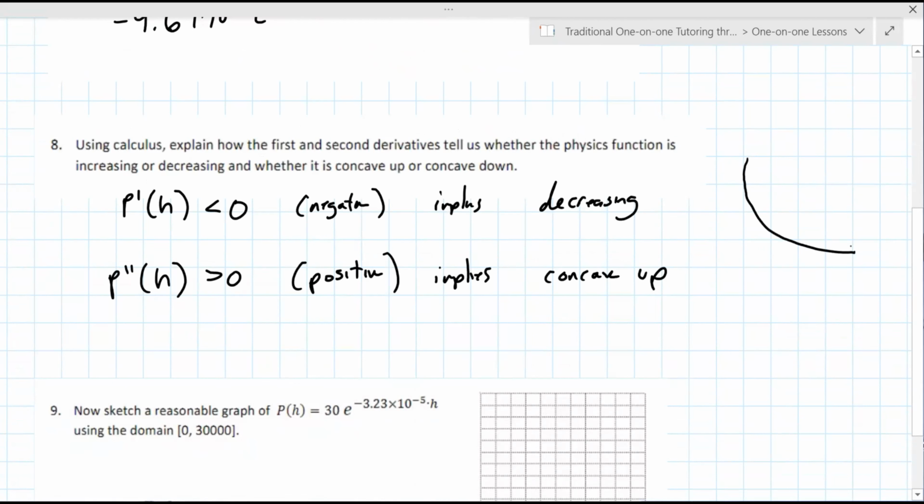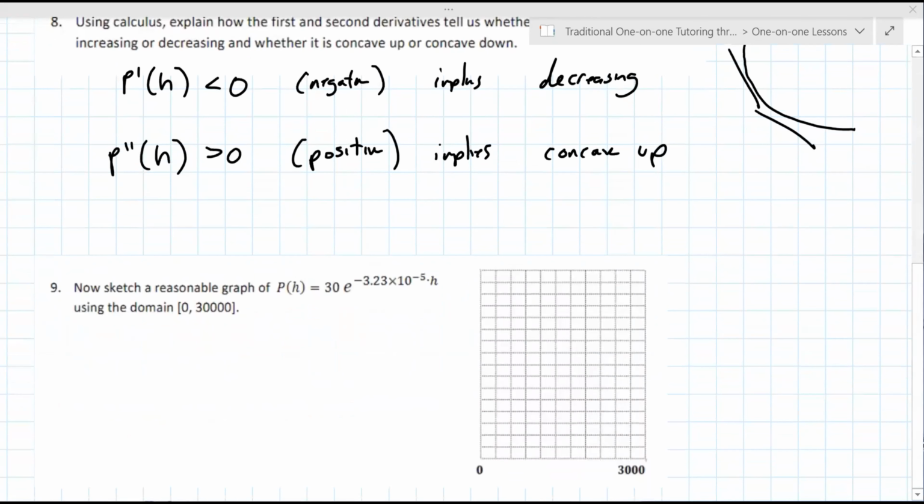Oh, okay. Decreasing because it's going down and to the right. The tangent lines are going down and to the right. Yeah, concave up. It looks like a little spoon. Yes. Okay, so now we're gonna graph this function. And the interesting thing here is the domains are different. See how this is 30,000 here, and it's 3,000. I don't know. We'll deal with that in a moment.